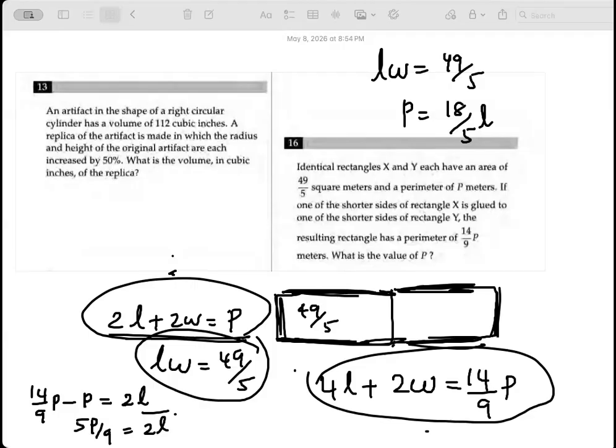Identical rectangles each have an area of 49 by 5. If one of the shorter sides is glued to one of the shorter sides, the resulting rectangle has a perimeter. Okay. Now they're asking for P.